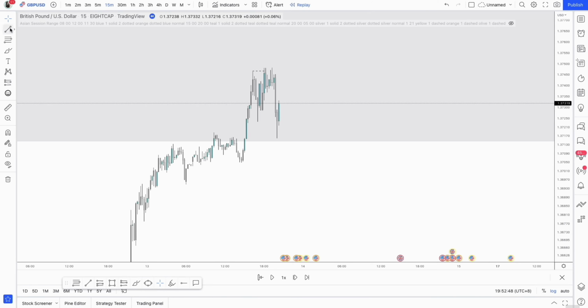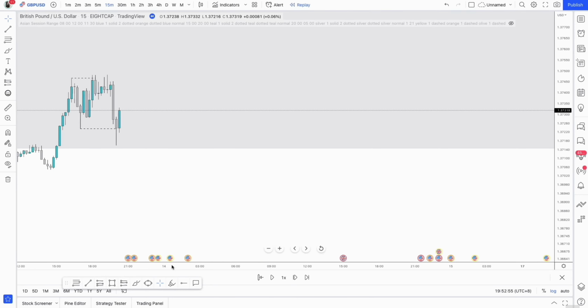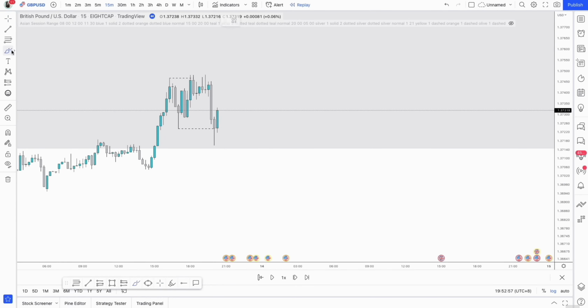And then you can see that we change character. So let me just break this down very clearly to you guys. If we zoom in, the fine details, guys. This low puts in a high right here. This high pulls back 50% of this leg and puts in a new high right here. This high remains.